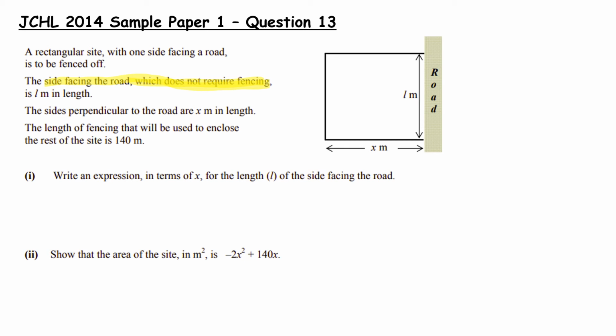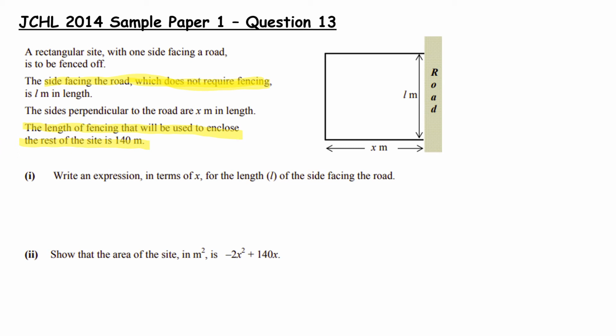They tell us that's L meters in length, which again is on my diagram. The sides perpendicular to the road are X meters in length. So they've given us one of those, and we know that opposite sides in a rectangle are equal. And an extra piece of information which is not given on the diagram is the length of the fencing that will be used to enclose the rest of the site is 140 meters. Okay, so that just helps you to keep track.